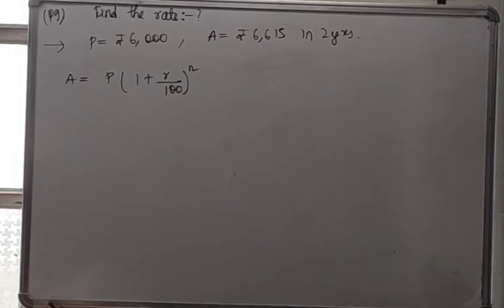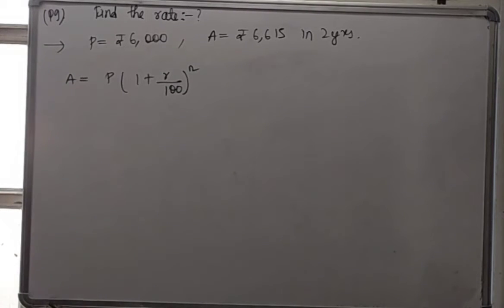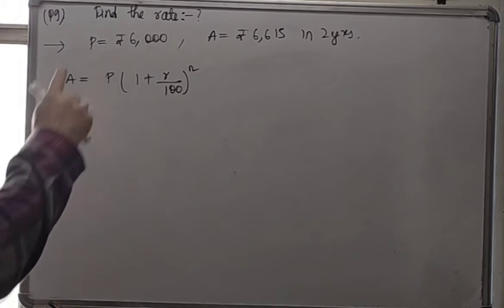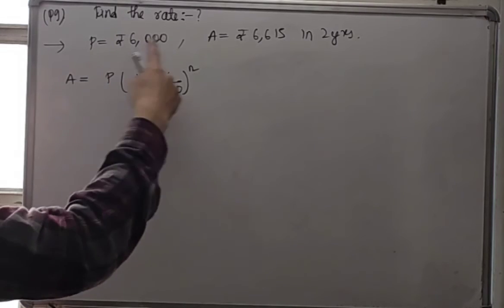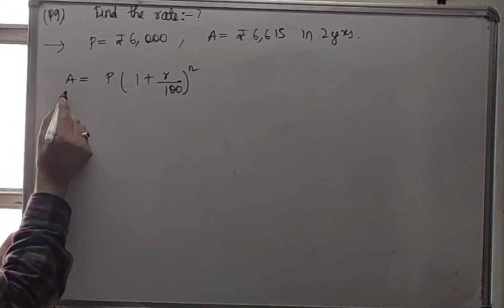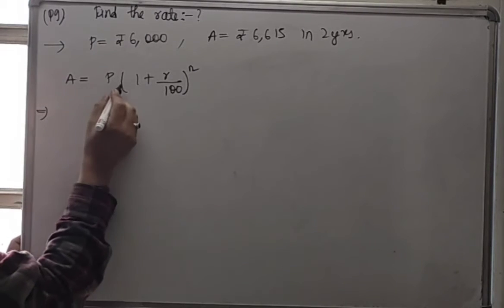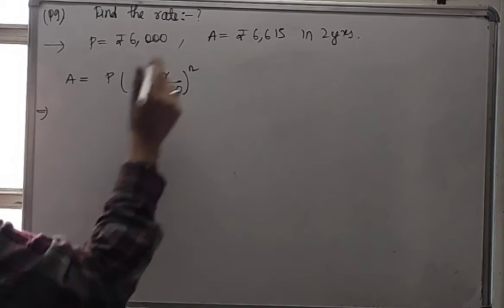4, 5, 6, 7 onwards, we were asked to find the principal. Now 9, 10, 11, 12 onwards, we'll be asked to find the rate, we'll be asked to find the years, and so on respectively. So question number 9 says find the rate when the principal is 6,000, amount is this in 2 years. So using the same formula, amount equals P(1 + R/100) to the power n. What is the amount?